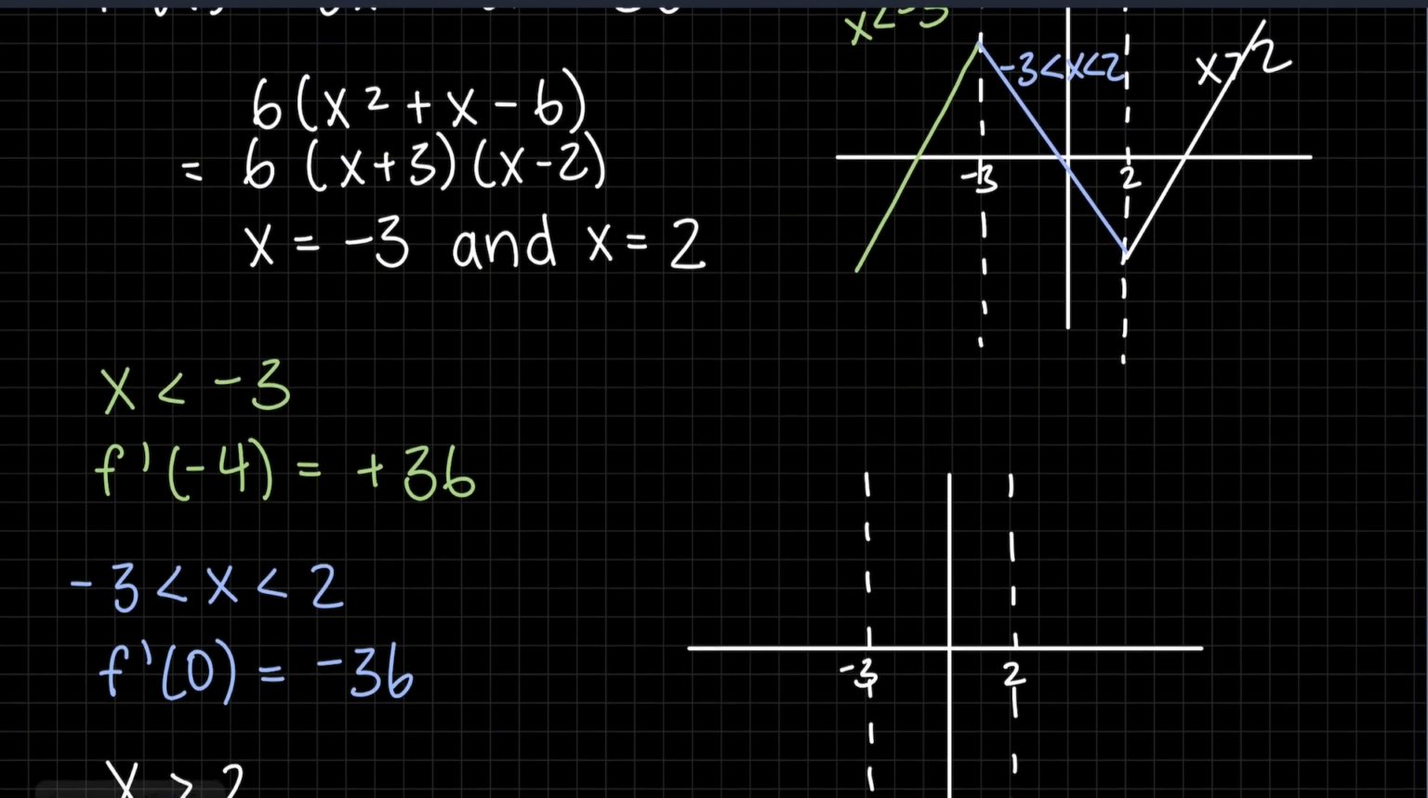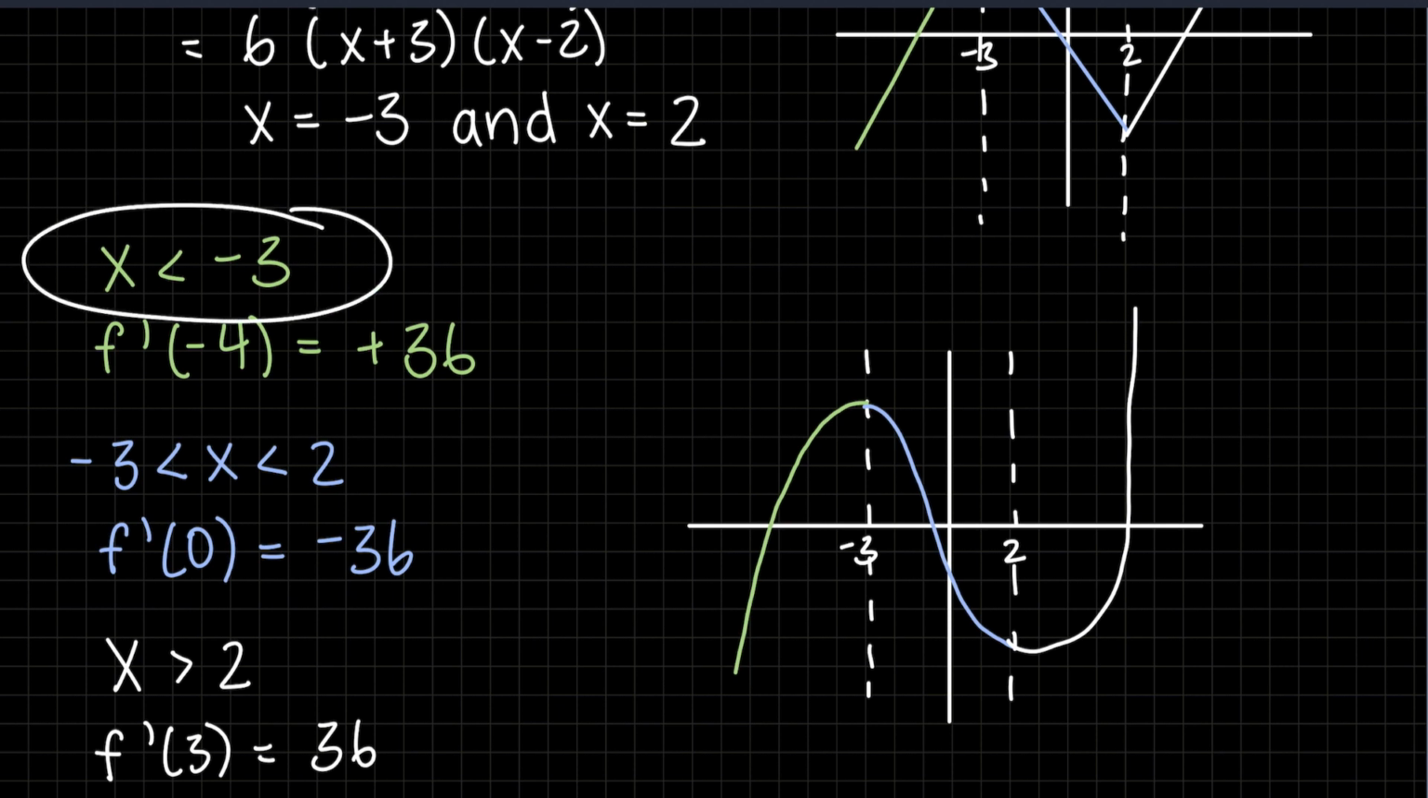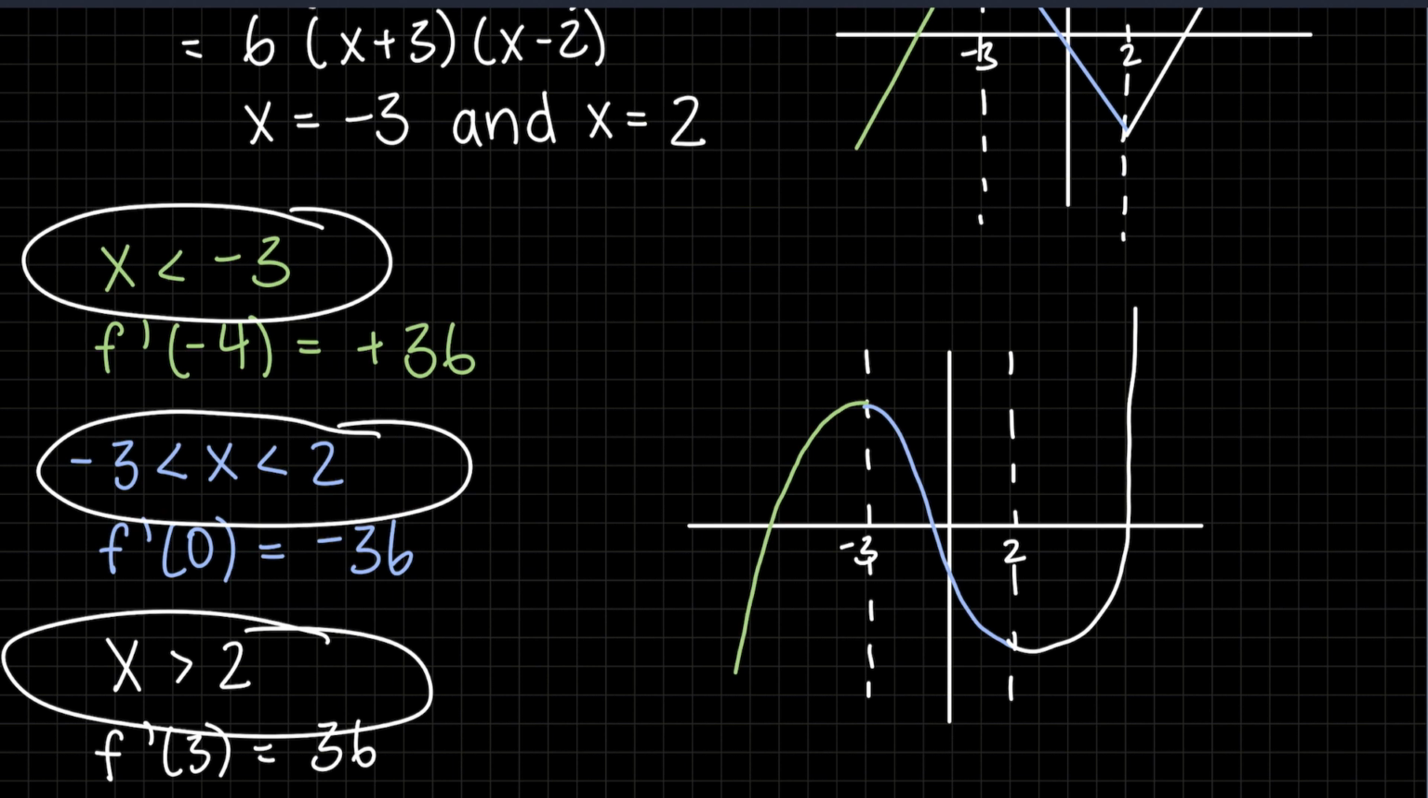So remember that our function is increasing when x is less than negative 3, and then decreases when x is in between negative 3 and 2, and then increases again when x is greater than 2. So therefore, again, our function increases when x is less than negative 3 and when x is greater than 2, and decreases when x is in between negative 3 and 2.